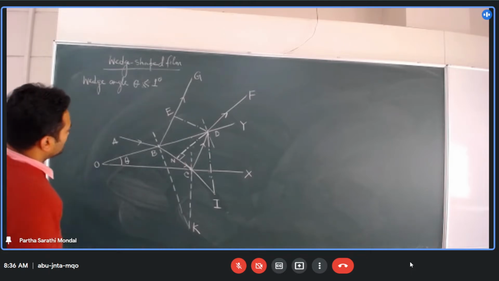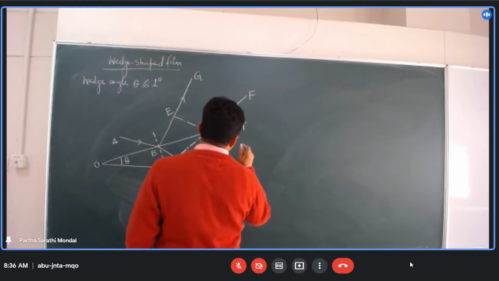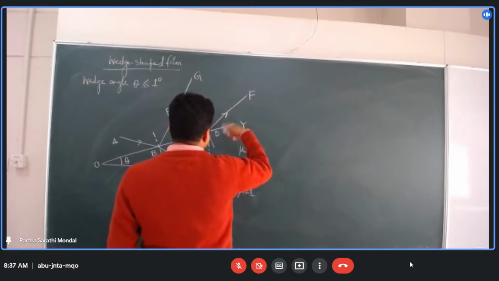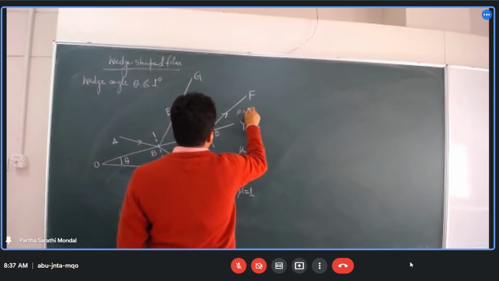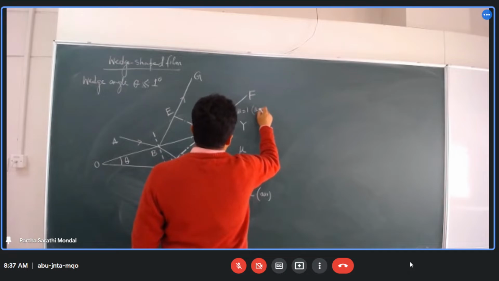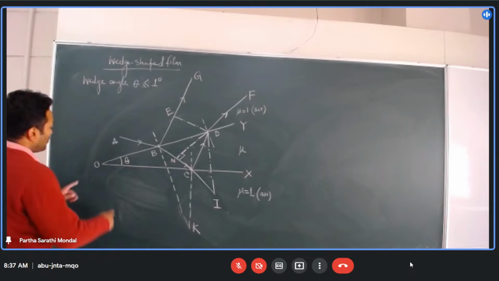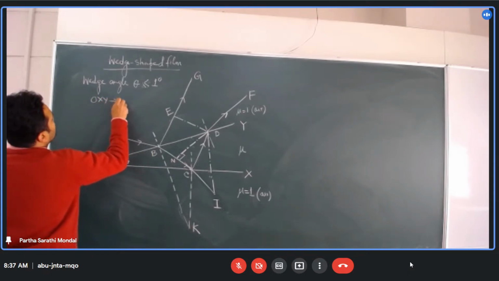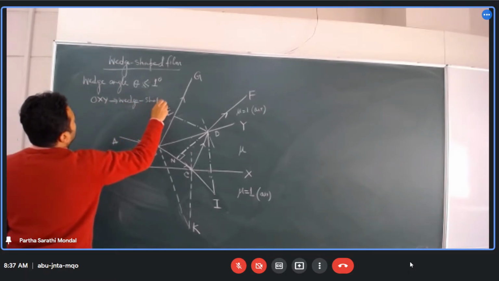And so this is the film. Let's say the refractive index of the film is mu, and it is placed in air. So at the top of the film we have air, and at the bottom of the film we have air, mu equal to 1. Let's say this is air, and this is the film. So OXY is the wedge shaped film.